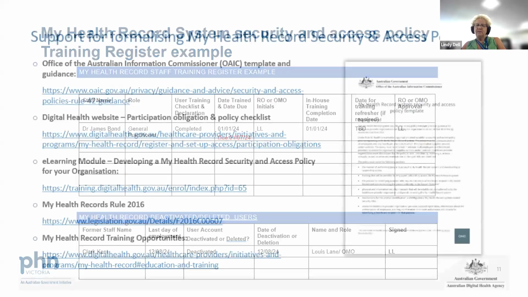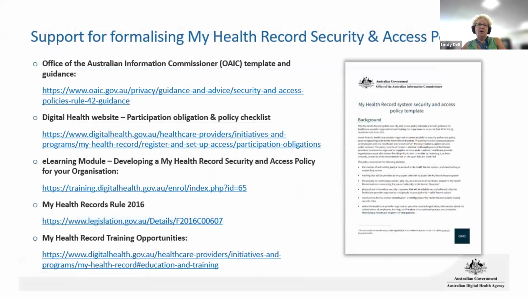We have some links here for support in developing the policy. The Office of the Australian Information Commissioner has some guidance. The Digital Health website has a participation obligation and policy checklist. There are e-learning modules available for developing a My Health Record security and access policy for your organisation, the My Health Record Rules 2016, and My Health Record training opportunities. So when the slides come out, have a look at some of those links if you need any help with anything.